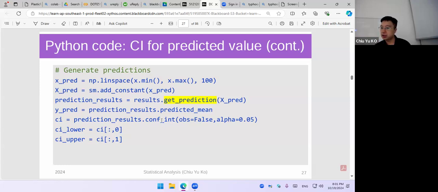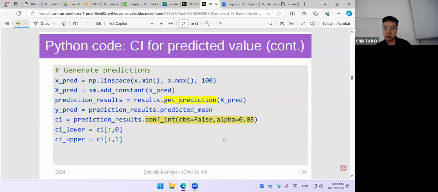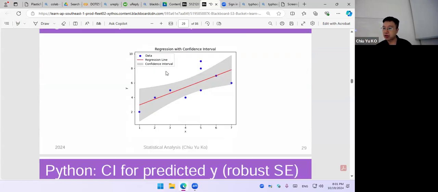This is the key thing there. I should highlight it in yellow. This is the key step. But I'll do it with you because I think we need to show you how we work on that. 5% means a 95% interval. So let me do it one by one and show you this graph.